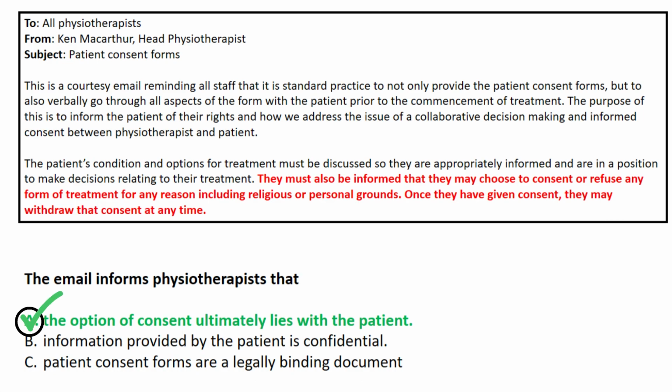According to the paragraph, option A is correct. The paragraph states that they must also be informed that they may choose to consent or refuse any form of treatment for any reason, including religious or personal grounds. This sentence indicates that the option of consent ultimately lies with the patient.